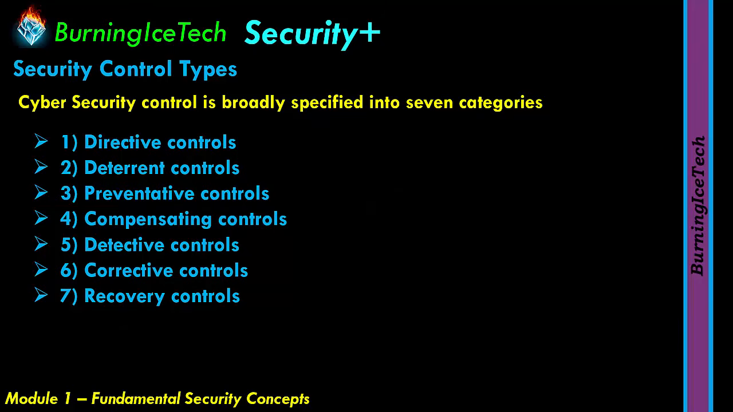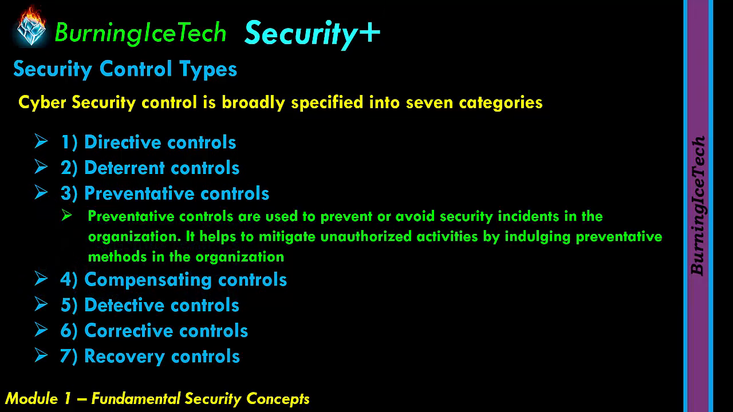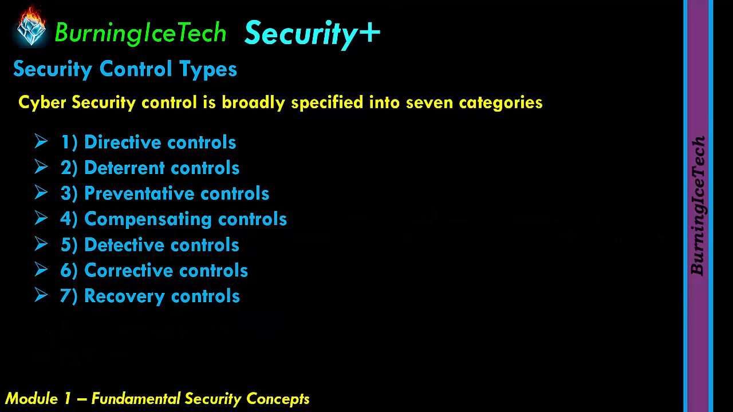Anyway, folks, moving on to number 3, preventative controls. If you don't know what that is, or if you don't remember what that is, preventative controls are used to prevent or avoid security incidents in the organization. It helps to mitigate unauthorized activities by indulging preventative methods in the organization. So hopefully that makes a little bit more sense. We're just trying to prevent people from doing certain shenanigans.